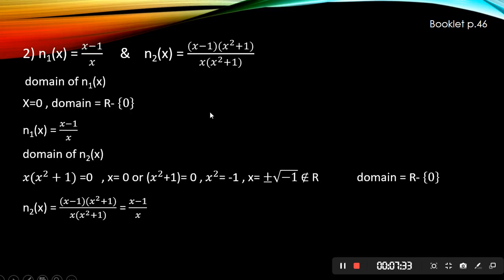Let's go to the domain of n2(x). x(x^2 + 1) = 0. So x = 0, and we just solved this exercise in the previous example. x^2 + 1 = 0 has no real roots. So the domain equals R minus {0}. And when simplified, I will cancel x^2 + 1 with x^2 + 1, so the final answer will be (x - 1)/x. The two functions have the same domain, and n1(x) = n2(x), so n1 = n2.